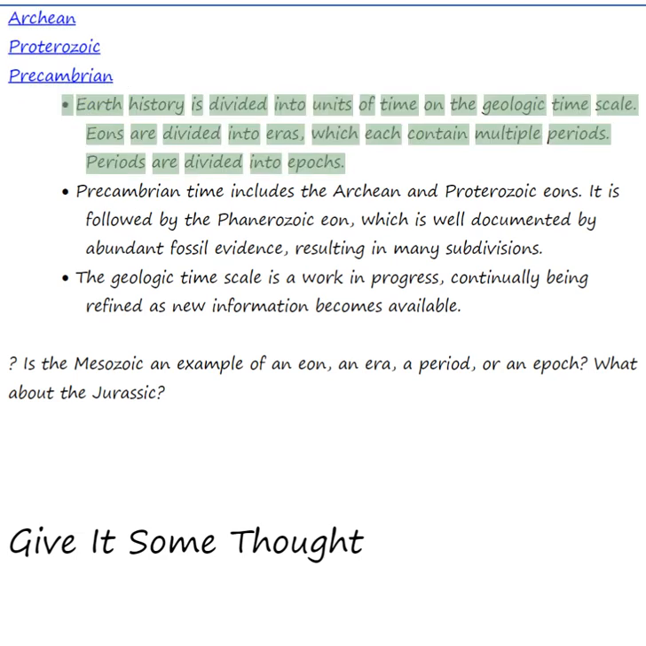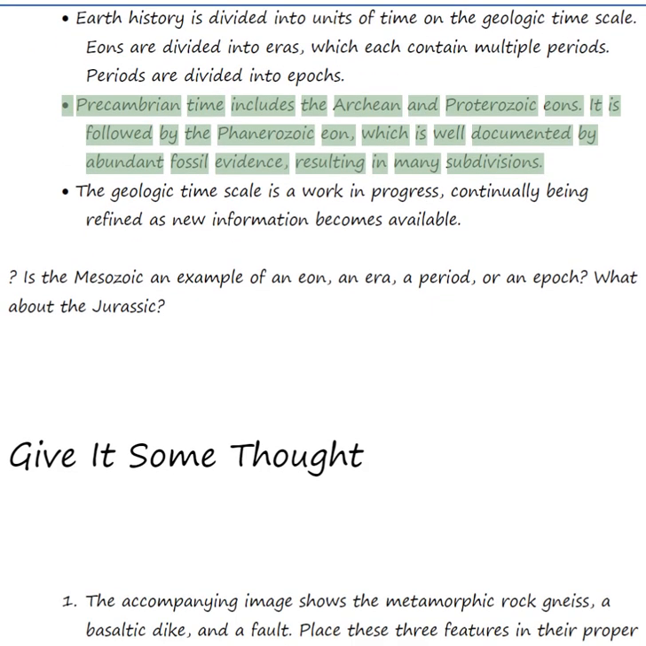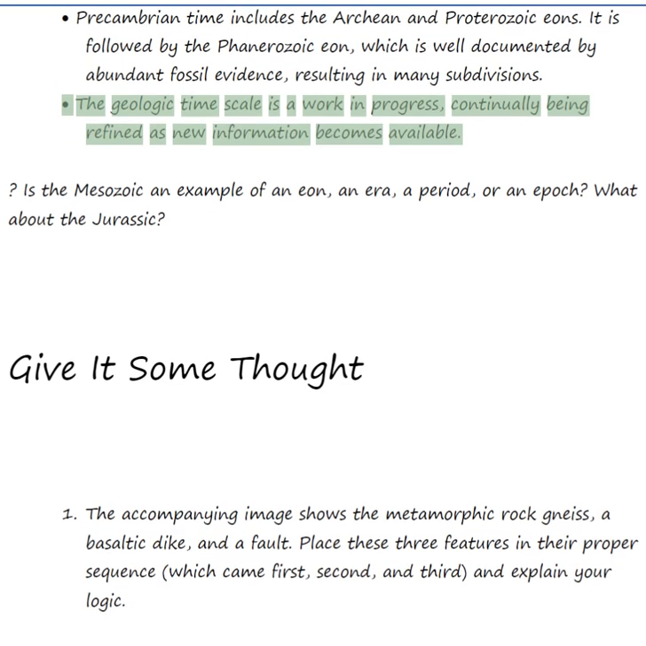Earth history is divided into units of time on the geologic time scale. Eons are divided into eras, which each contain multiple periods. Periods are divided into epochs. Precambrian time includes the Archean and Proterozoic eons. It is followed by the Phanerozoic eon, which is well documented by abundant fossil evidence, resulting in many subdivisions. The geologic time scale is a work in progress, continually being refined as new information becomes available.